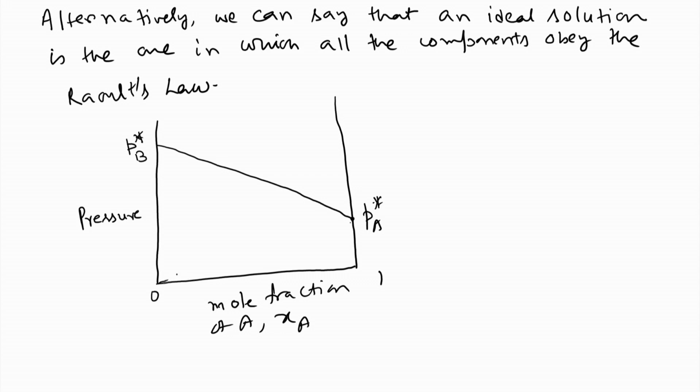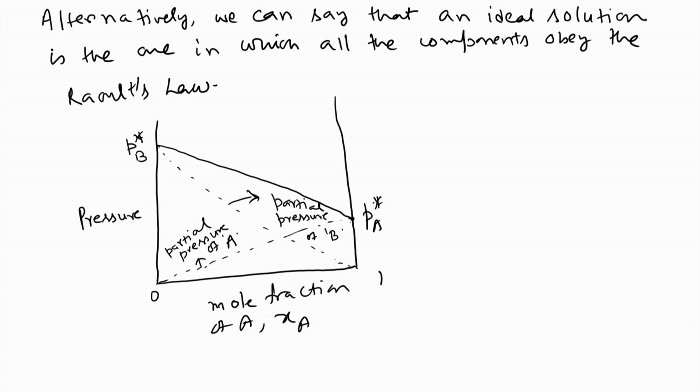Now, if we join these two points, this represents the partial pressure of component A. And if we join these two points, okay, it is not drawn in a proper manner, but you get a straight line kind of thing here. This represents the partial pressure of B. Okay.